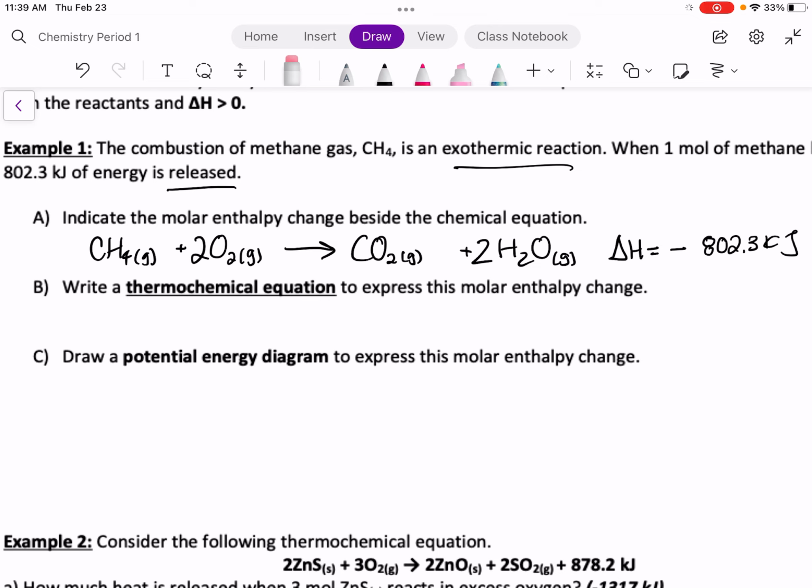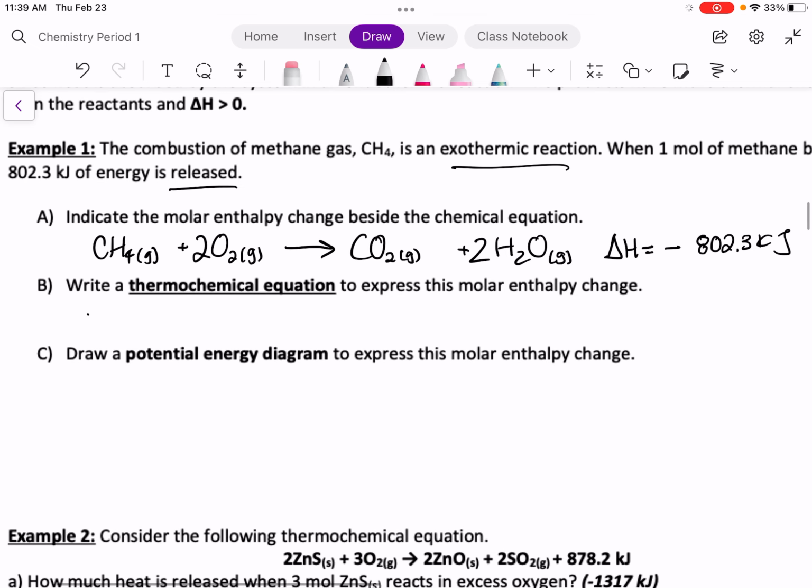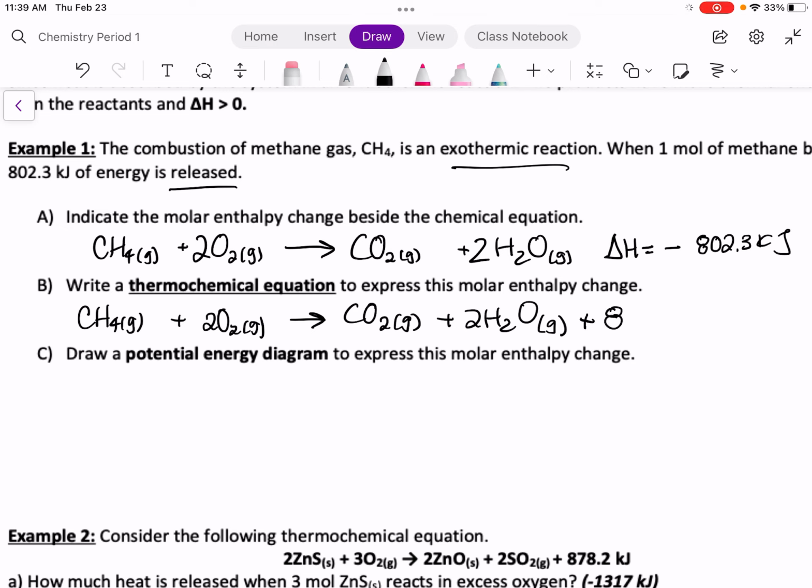Okay. For a thermochemical equation, we're going to put this directly in my chemical equation. So we have methane, oxygen gas, carbon dioxide, and water vapor. Because this is exothermic, I know that energy is being released and it's a product. So I'm going to add it right in here. I can't have a negative in a chemical equation, so I put plus this much energy because it's a product.